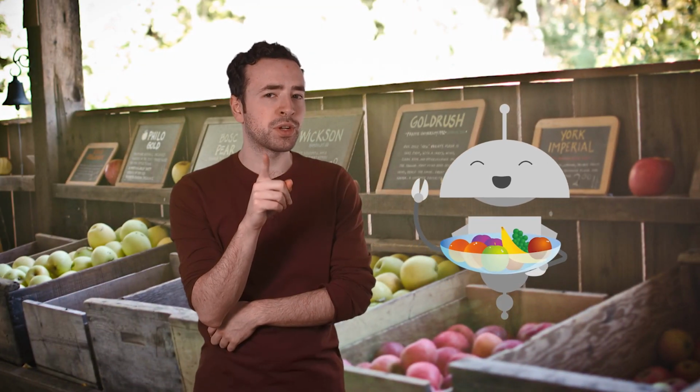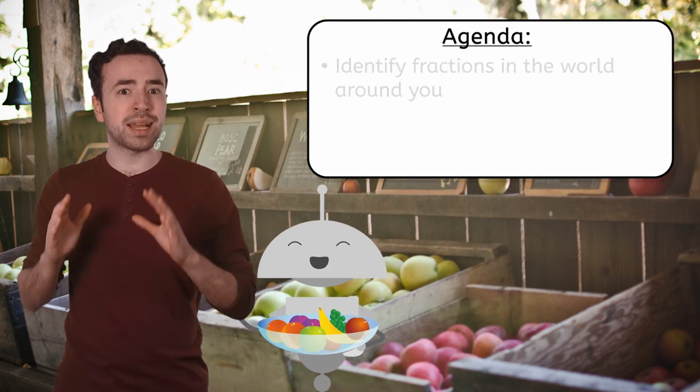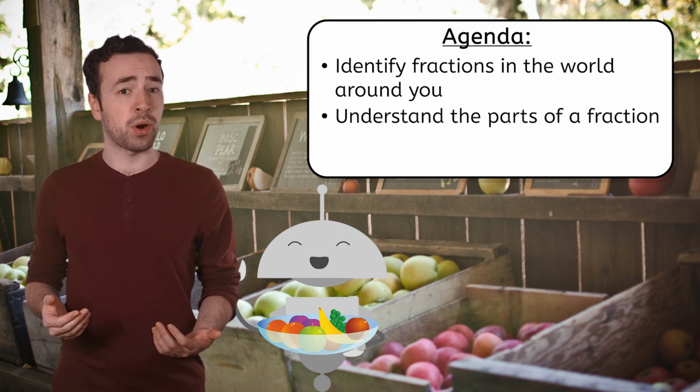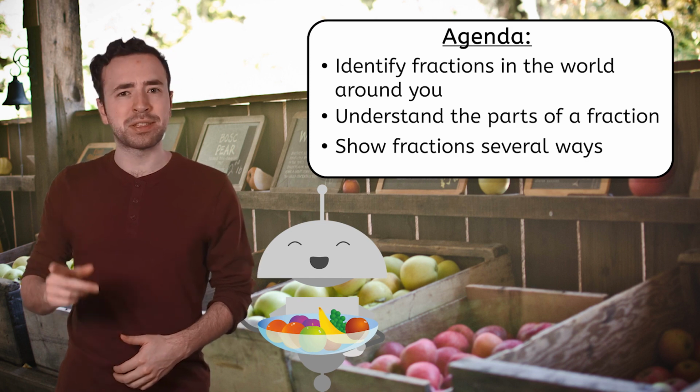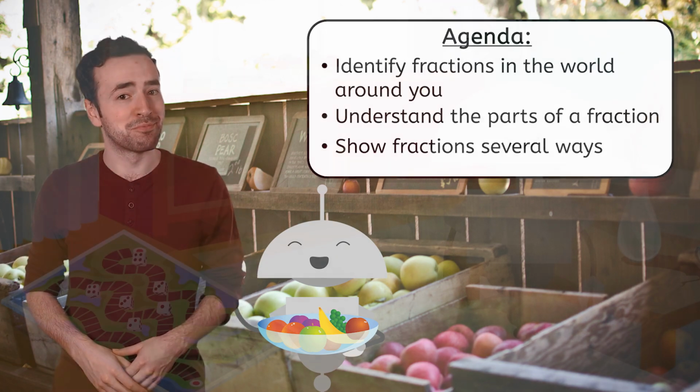I also noticed 2 of the 9 pieces are purple. Any idea how we could show that as a number? Keep this question in mind, because by the end of today's lesson, you'll be able to identify fractions in the world around you, understand their parts, and show them in several different ways. Let's dive into the world of fractions together, starting with some fruit.